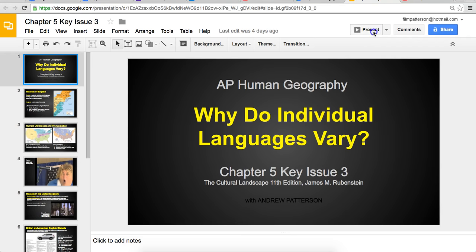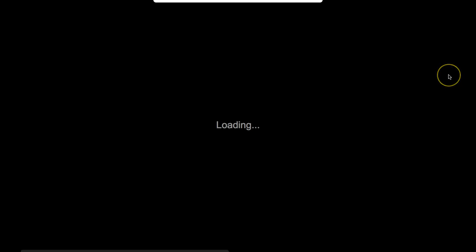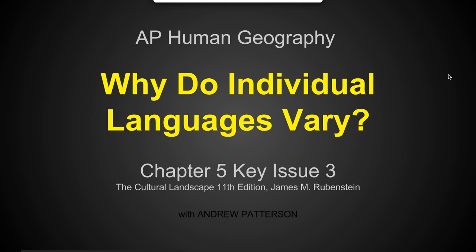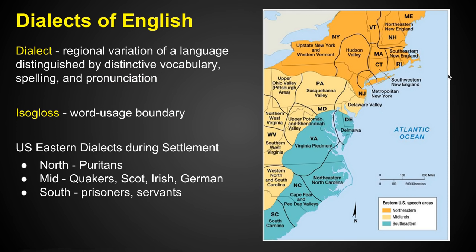All right, we're looking at Chapter 5, Key Issue 3, Why Do Individual Languages Vary? Well, languages have dialects. Everybody may be speaking English, but there are different dialects. A dialect is a regional variation of a language distinguished by distinct vocabulary, spelling, and pronunciation. An isogloss is a word-use boundary. This is the separation line where you're going to find different dialects on either side.